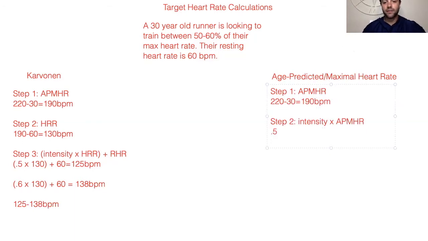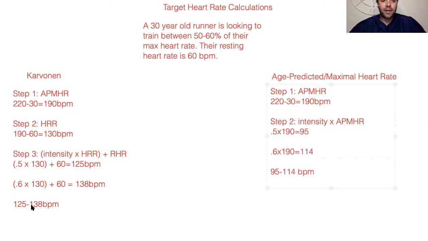So you have to do 0.5 times 190. And so 0.5 times 190 will be 95. And then we have 0.6 times 190. That will equal 114. All right, so the answer we would look for here is that range of 95 to 114 beats per minute.